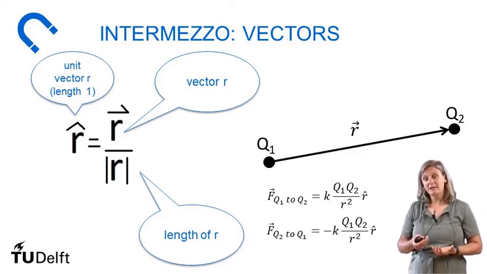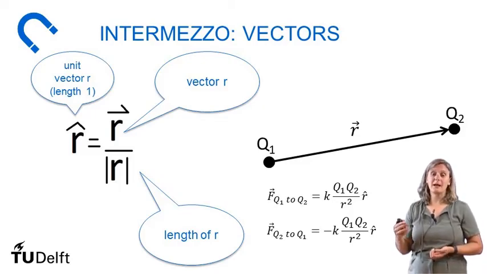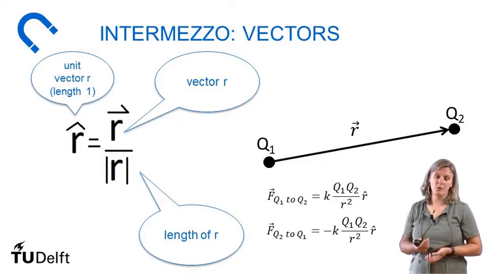So if we go back to our equations, what we see is that this force of Q1 on Q2 is basically in the direction of R. So it's basically with R hat. And it still scales as 1 over R squared. And the opposite is the case for the force in the opposite direction.